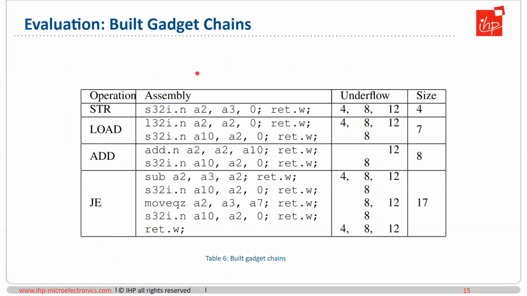This table shows the implementation of the gadget chains with the gadgets of the application. It shows which underflow exceptions can be used to jump to that specific gadget chain. The number of words of each of the operations used in the payload is also given. So we can see the size, how much it takes in words, for the appropriate operation. For a store, we can see it needs 4 words, for load 7. This includes the gadget's address, the pointer to the next gadget, and the preset values for each gadget.